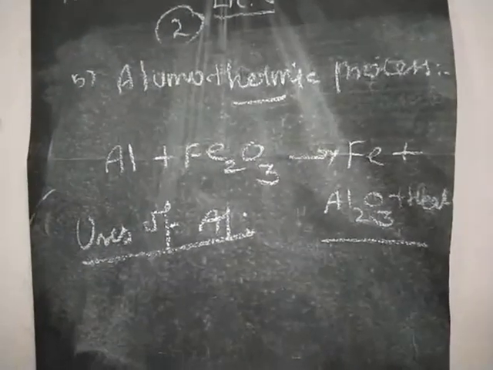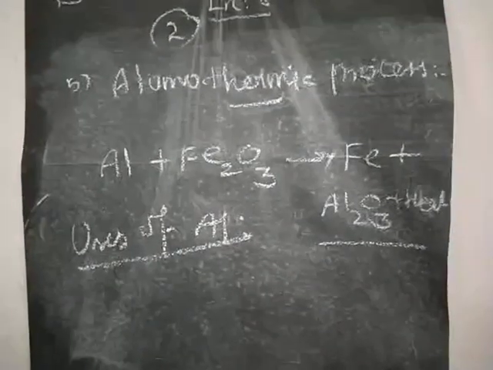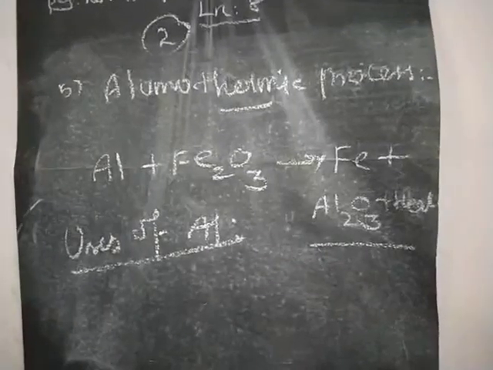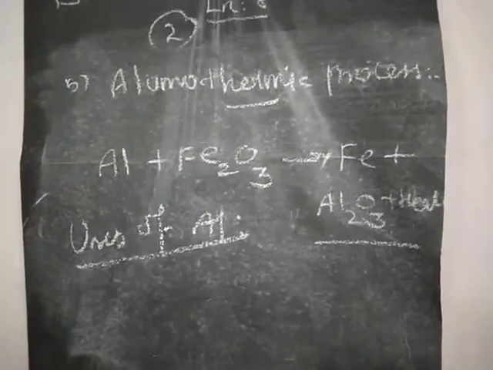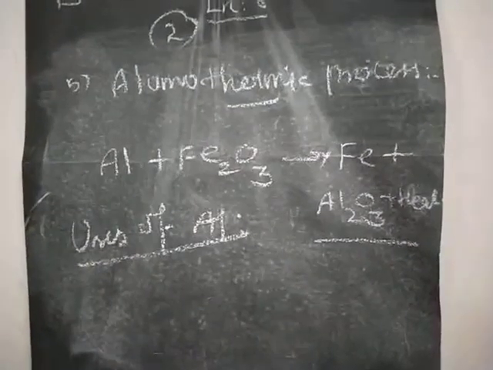That is called an alloy. So that's all for today's class. Today we have discussed how to extract aluminium from ore. What are the steps involved? What are the physical properties? What are the chemical properties?